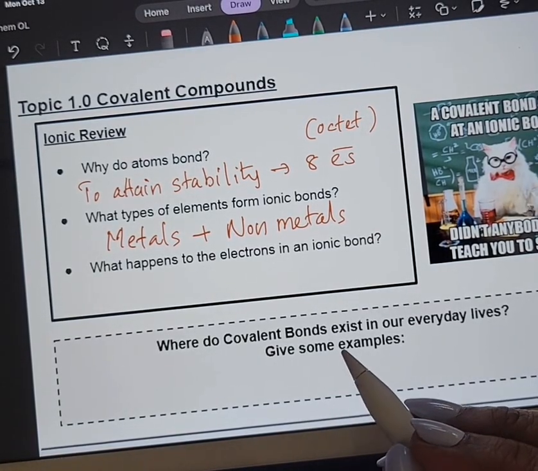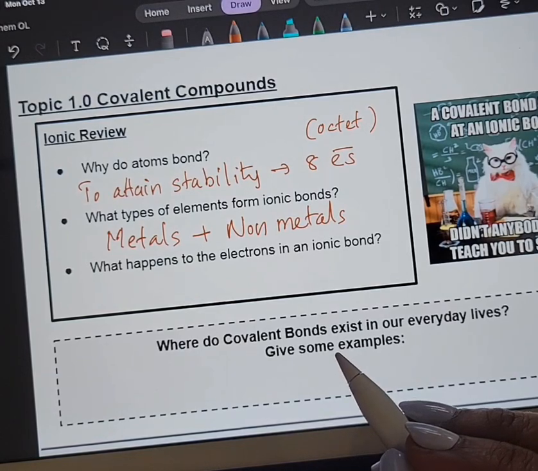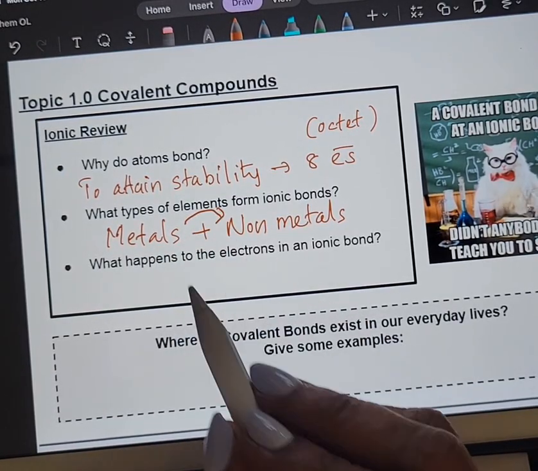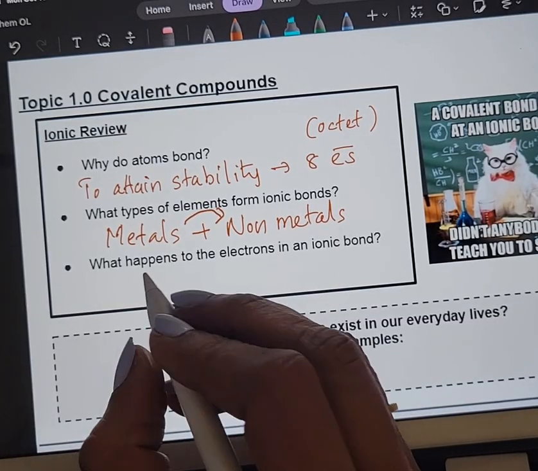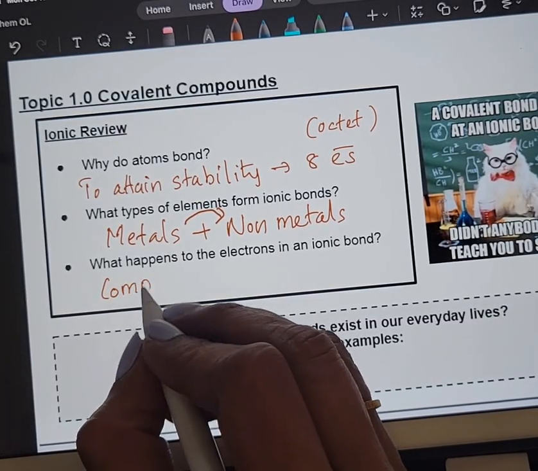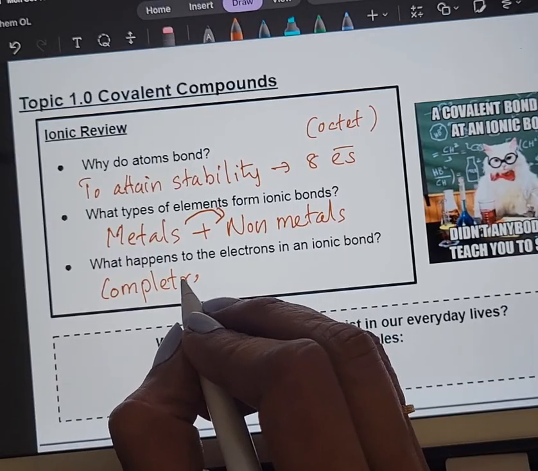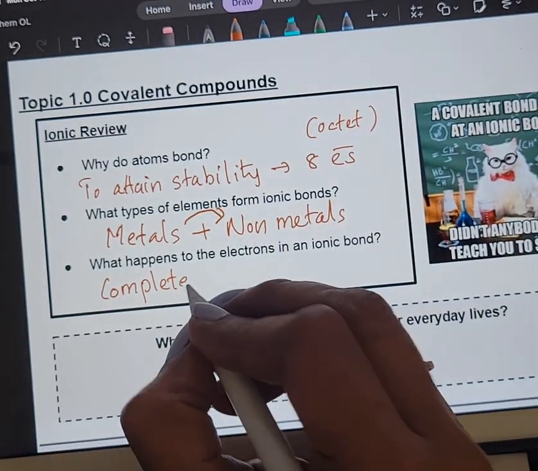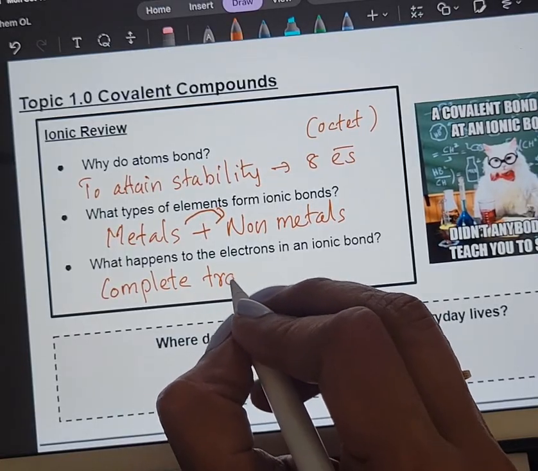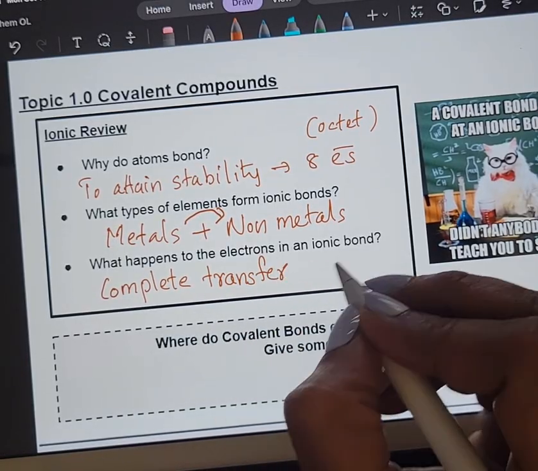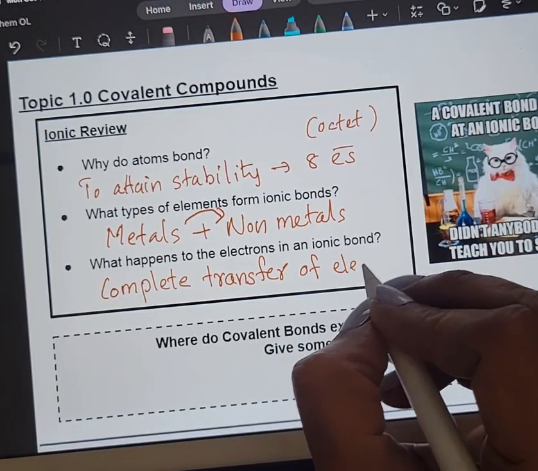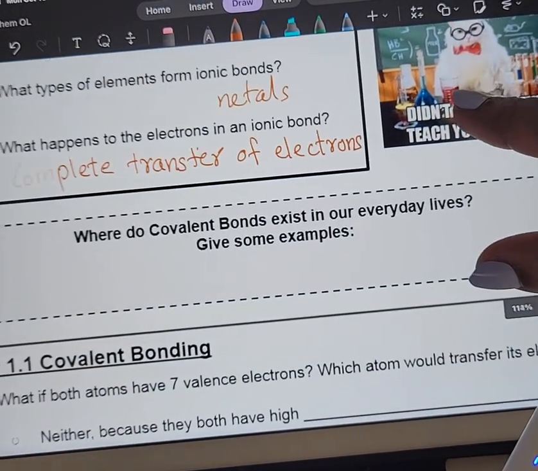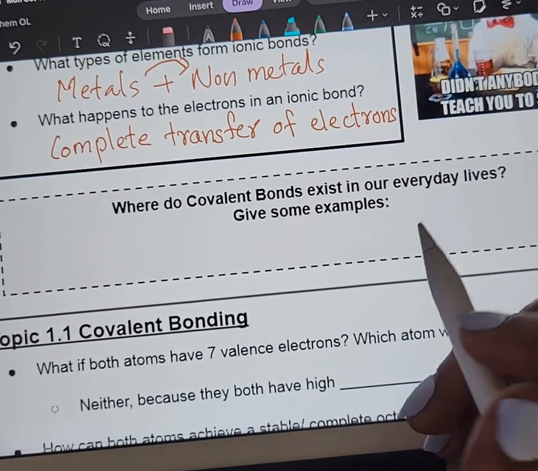So what happened to the electrons in an ionic compound? We know that one atom is completely donating. Remember the arrows we are drawing? It is completely transferring from one atom to another. So go ahead and write it: there is a complete transfer of electrons from one atom to another. Transfer of electrons.